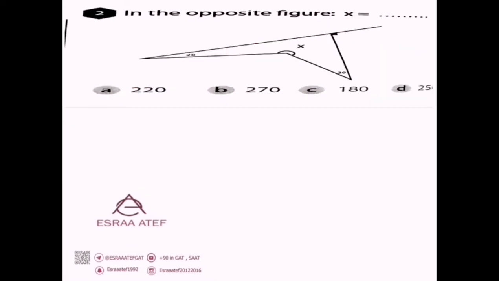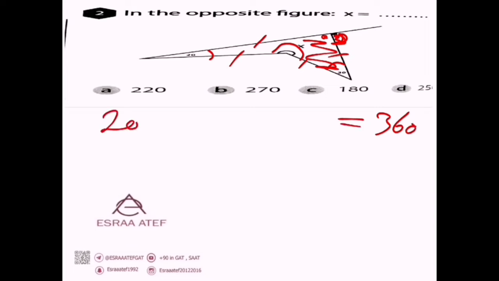Here he wants me to get x, and we have here 30 and here 20, and here we don't have anything, and here it's 90. How can we get it? This shape has 4 sides, 1 2 3 4, so the sum of the angles is 360. So 20 plus 30 inside it plus x plus this one which is in the up. How can we get it?